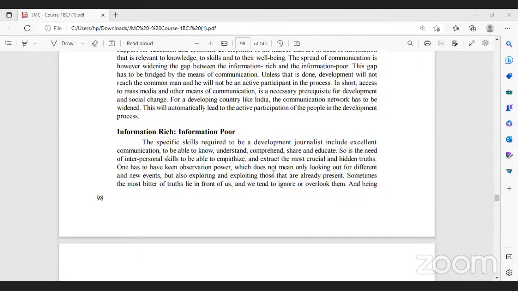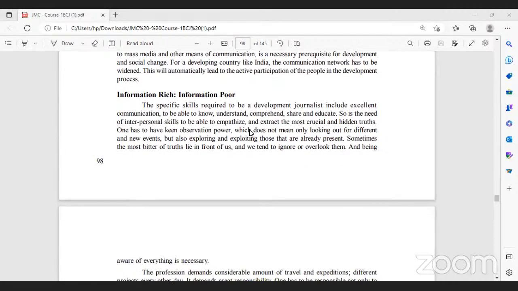Then there is a concept of information rich and information poor. As we understand, development journalism includes excellent communication, because development journalism is related to the grassroots level, where we try to talk about development issues pertaining to education, health, nutrition, and infrastructure. So it should be more comprehensive, more understandable, it should be sharing, and it should be educating the masses.